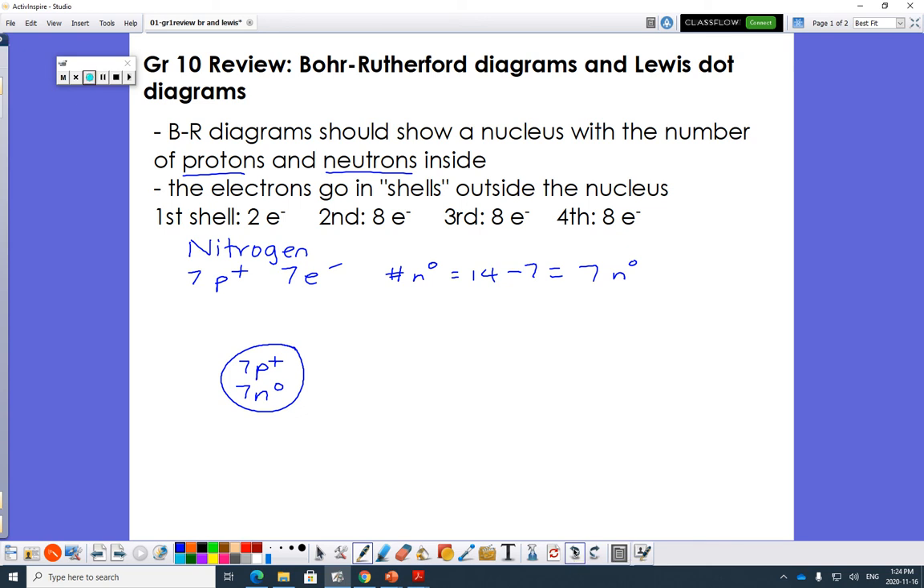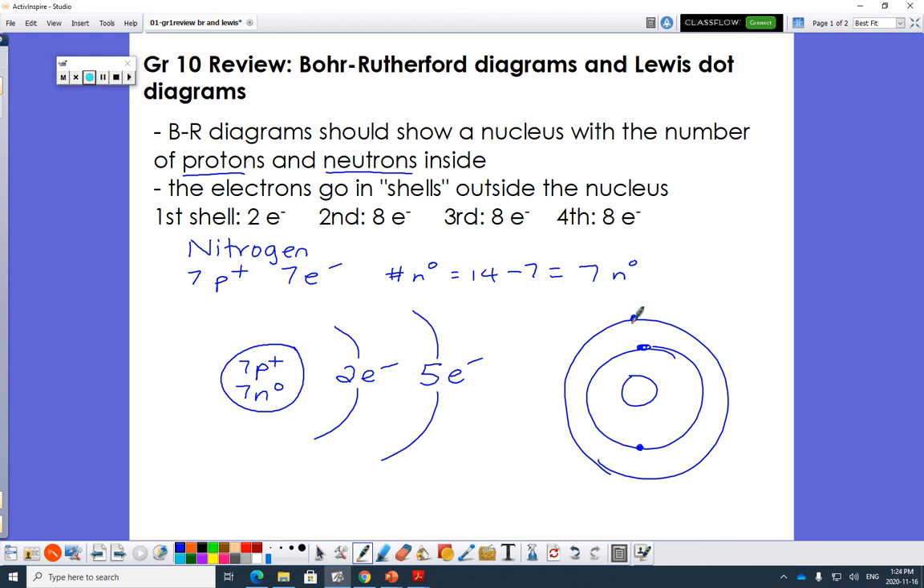So in the first shell, go 2 electrons. In the second shell is a maximum of 8. So we already have 2, so that's going to be 5. And that's all you have to do. If you want to do the perfect dot one, I know some teachers even make you line them up, like they all have to be right in the same spot. That's fine, you can do this. You don't have to.